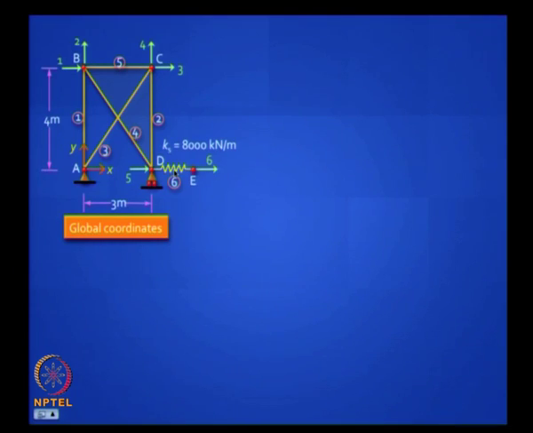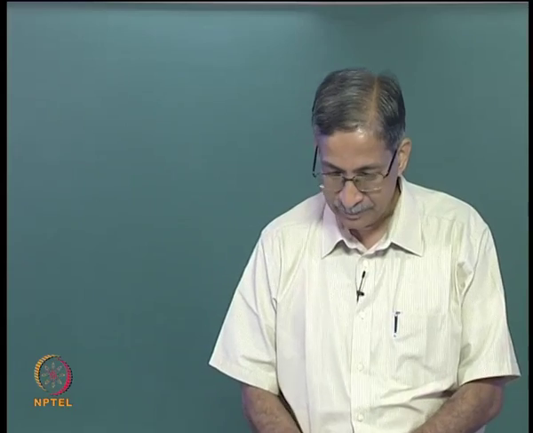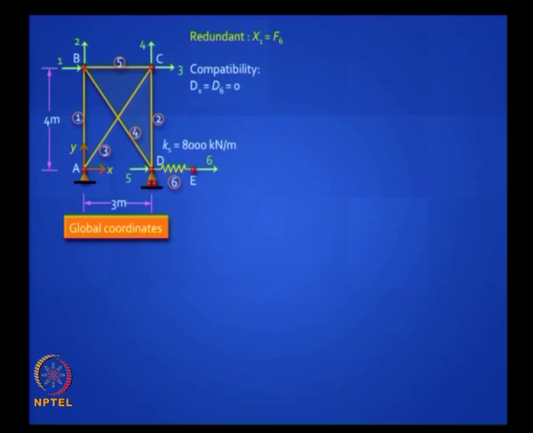How do we proceed? Well, we will define the same global coordinates, but we will choose the force in that spring as the redundant. The spring can be treated as another axial element. We have done the same problem by one of those stiffness methods. So F6 is X1. The degree of static indeterminacy is 1 in this simple problem. And the compatibility requirement is DX is 0, D6 is 0.